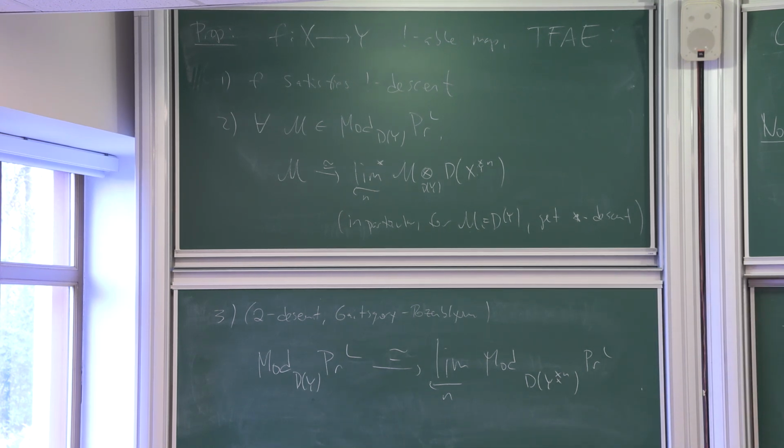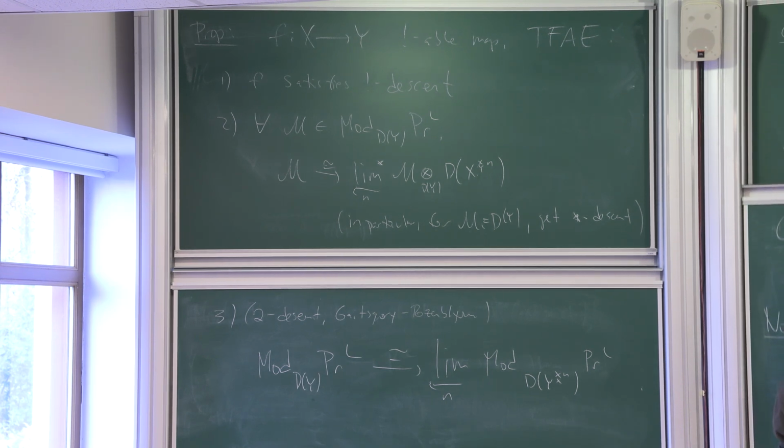So, do you also have a shriek version of 2? Yes, you have a shriek version of 2. But that's completely formal from 1. So let's get into the proof, and then it'll become more clear. Or maybe let me state a corollary first.